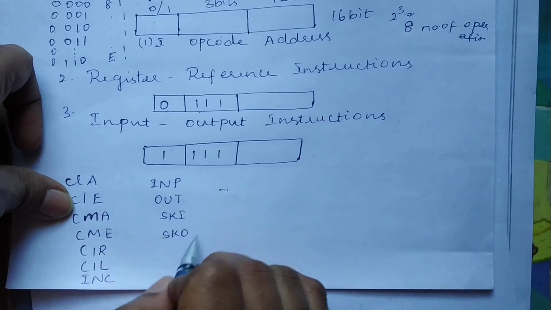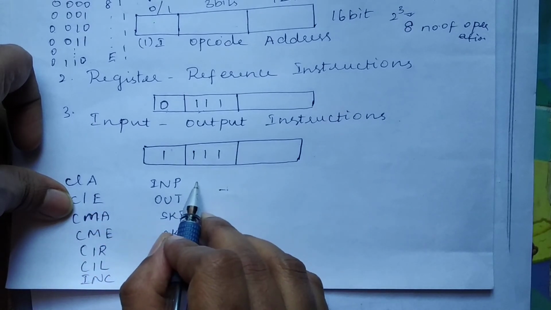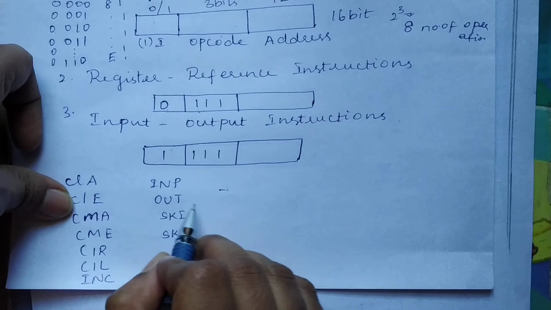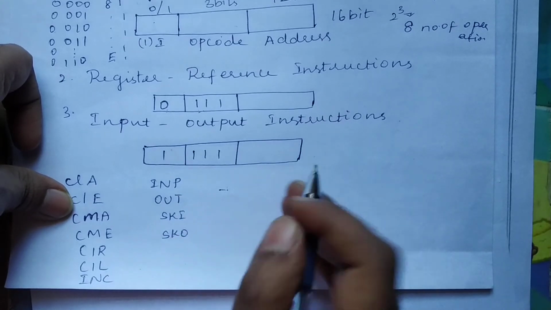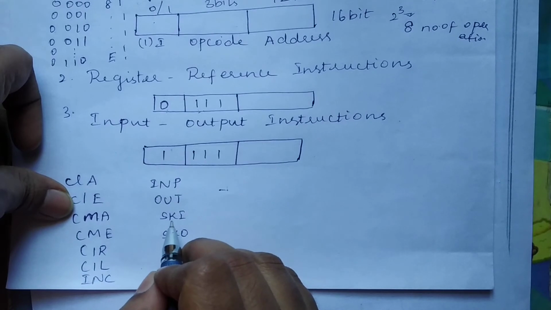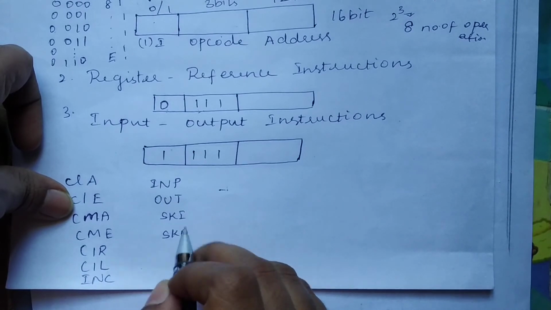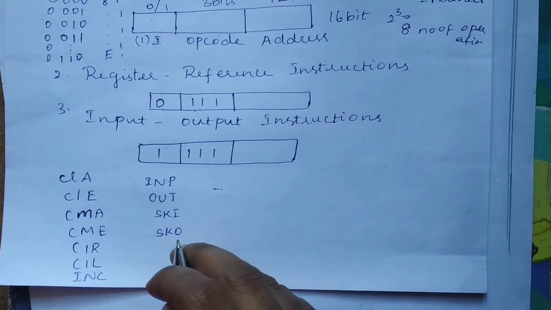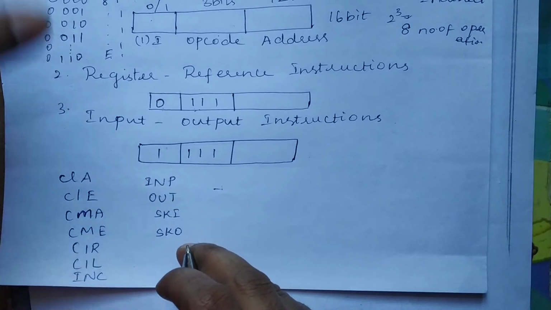Here are some of the input-output instructions: this is used to input a character, and this is used to output a character, that is, the character will be transferred to the output device. This is nothing but skip on input flag and skip on output flag. One flag bit will be used to represent the input and the output flag, and if you want to skip on that input flag, then we can execute these two instructions.